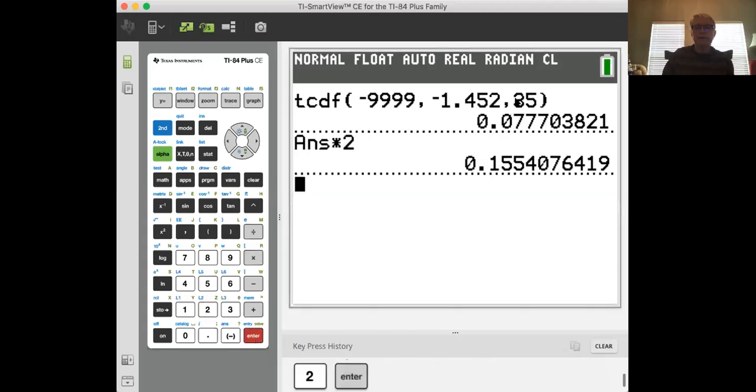This is not the p-value because it's a two-tailed test. We only found the area to the left. We have to multiply it by 2 to get the p-value. And that's how we're going to find the p-value on the calculator using a tcdf. Let's go back and look at our document.